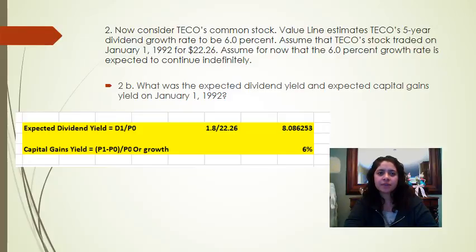2B, they wanted the expected dividend yield and expected capital gain yield on January 1st. Expected dividend yield was found by dividing dividend 1 of 1.8 by the price of stock, which is 22.26, giving an 8.0%. Capital gains yield is found by subtracting the beginning price of stock from the ending price of stock, then dividing by the beginning price, giving me a 6%.